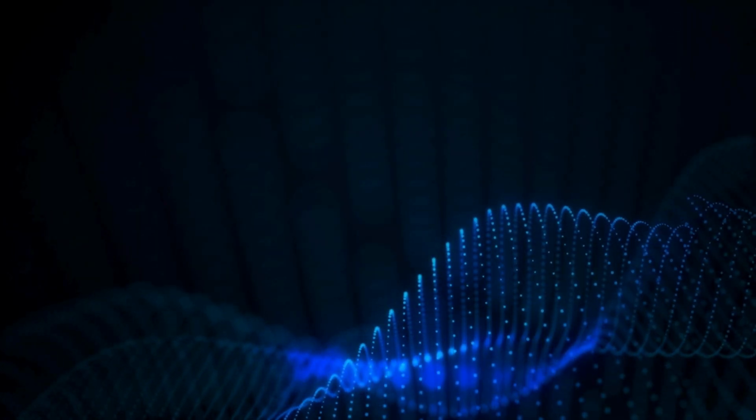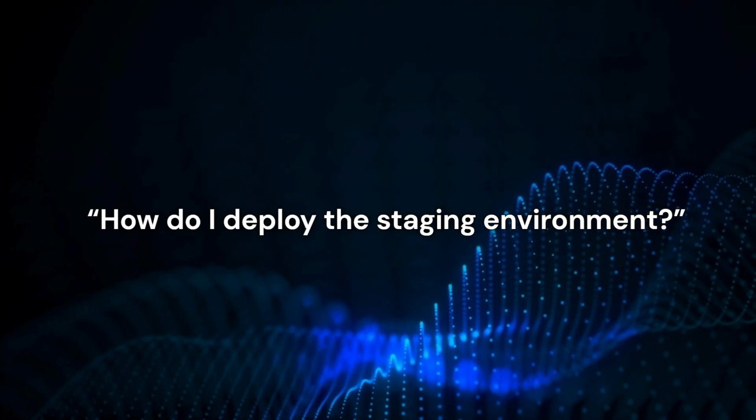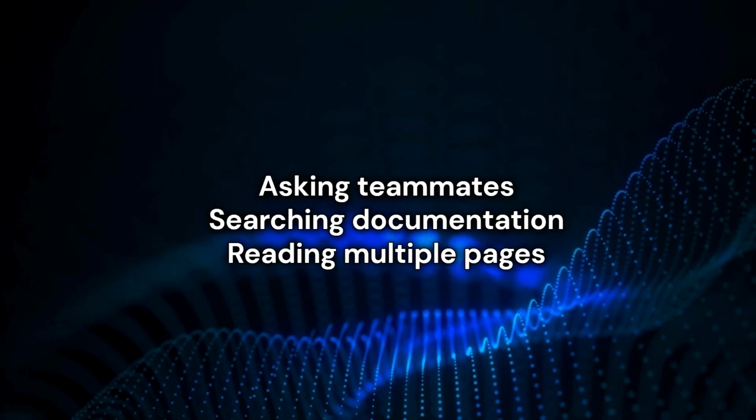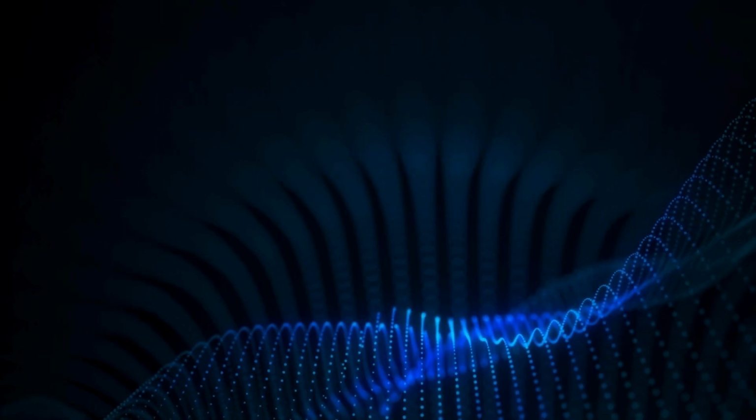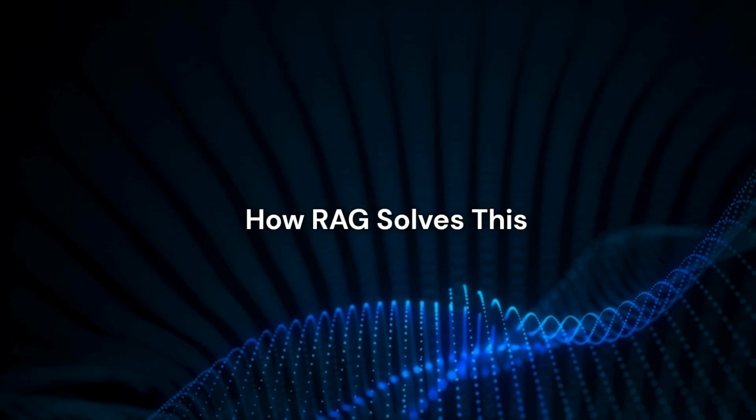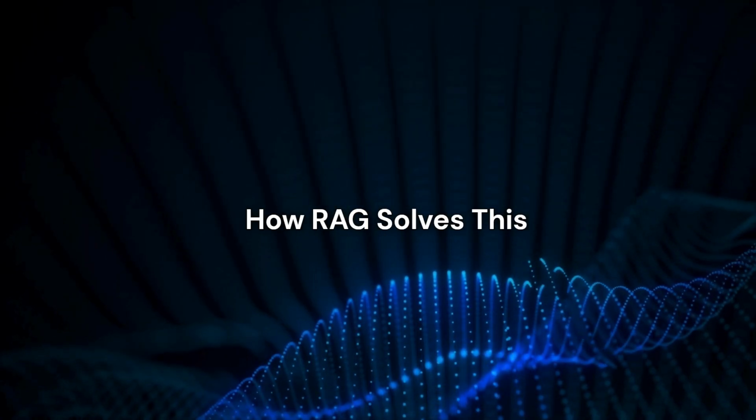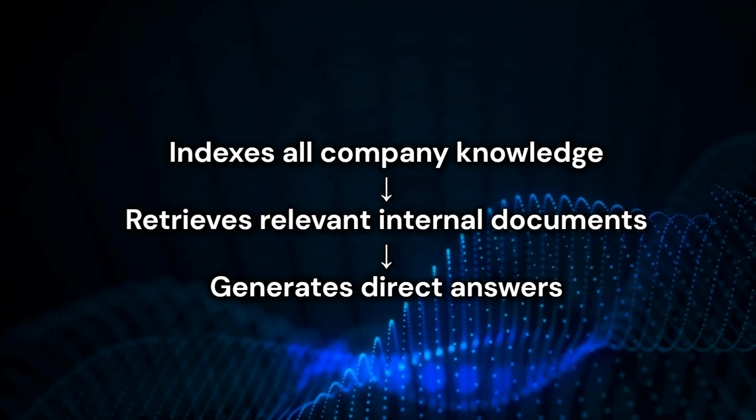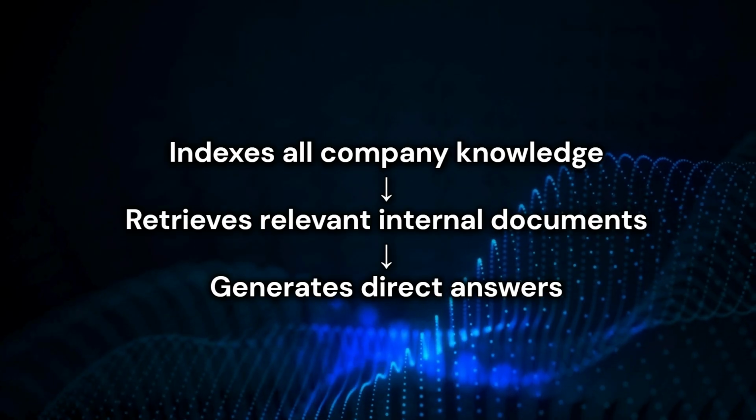A simple question like how do I deploy the staging environment might require asking teammates, searching documentation, and reading multiple pages. This is inefficient. How does RAG solve this? An enterprise knowledge assistant indexes all company knowledge, retrieves relevant internal documents, and generates a direct answer.